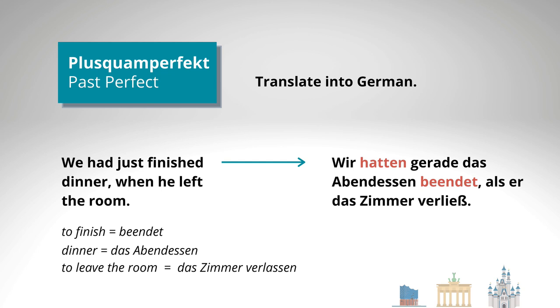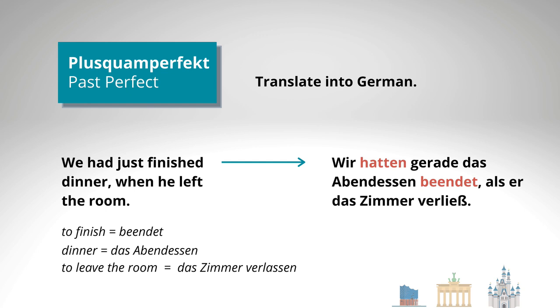The second part of the sentence, when he left the room, in German also uses a Präteritum, so a simple past form. Als er das Zimmer verließ. Verließ, left. When he left the room, als er das Zimmer verließ. Because to leave the room in German means das Zimmer verlassen. That's just one example out of many.